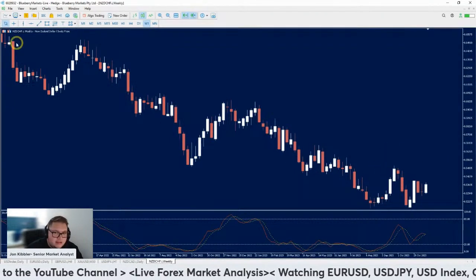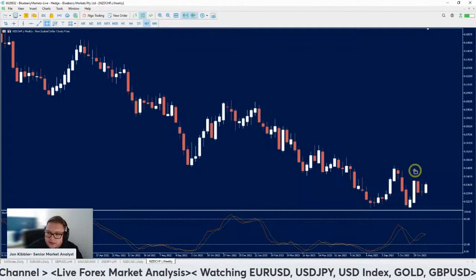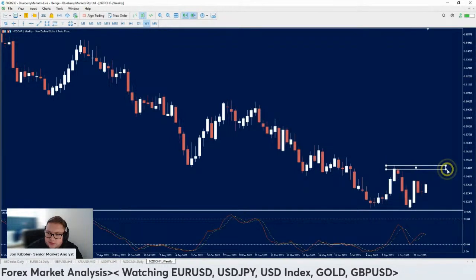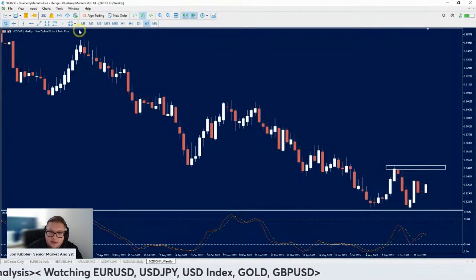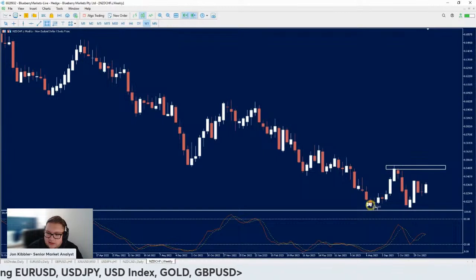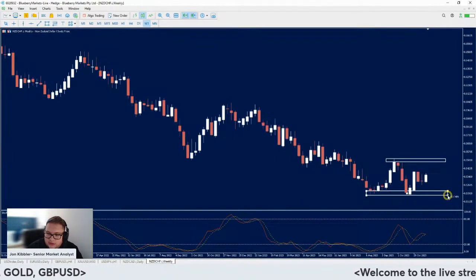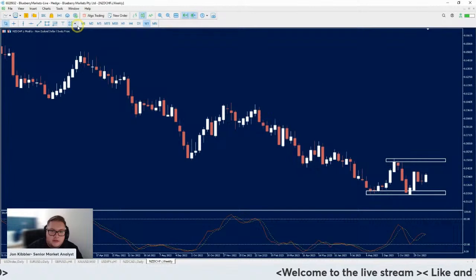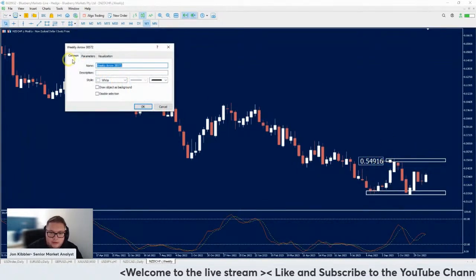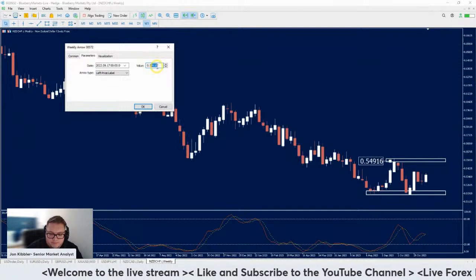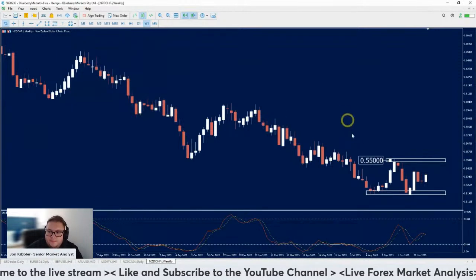A very similar situation going on here. I like the idea of price coming up towards this 5,500 area, and we've recently found support down towards these lows. So if I just mark these up, so that's 5,500 in there.